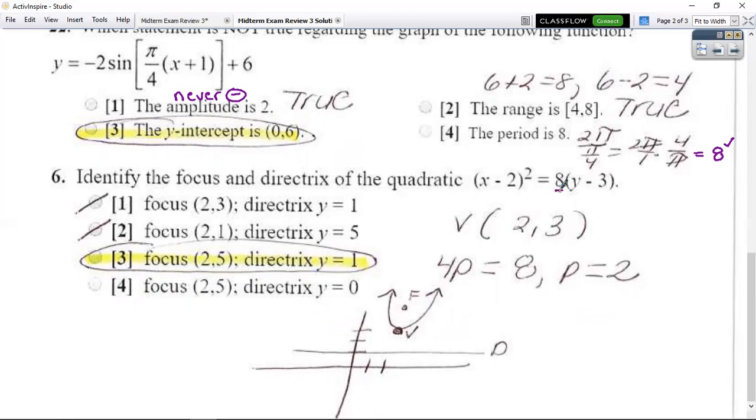8 stands for 4p, indicating that p is equal to 2. It's positive, so that means it's going to open up like this. And then all you have to do is sketch this picture. So put your vertex, go up 2, down 2, focus, and then directrix beneath it. Okay. And again, you're welcome to do those on graph paper. It's always in the back of the room if you need that as well.